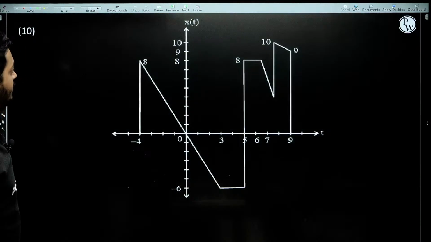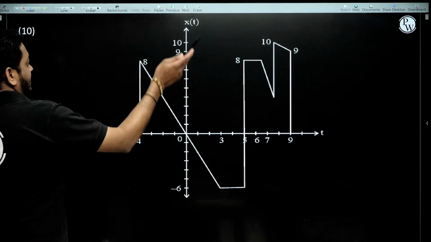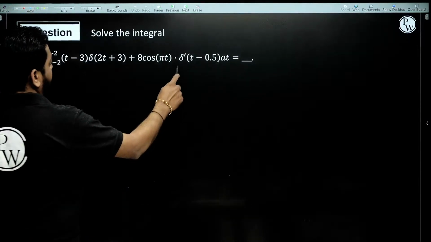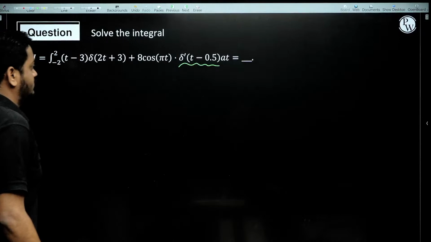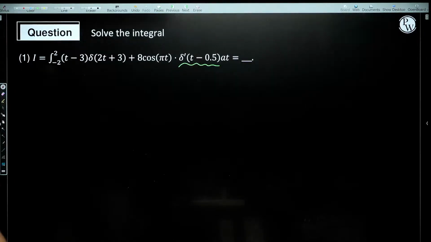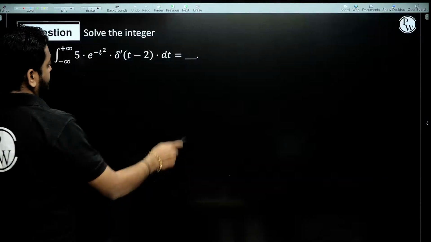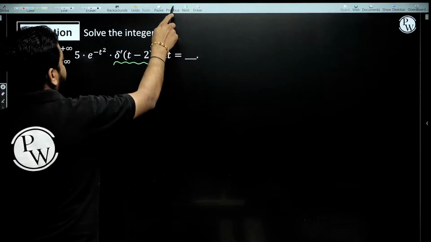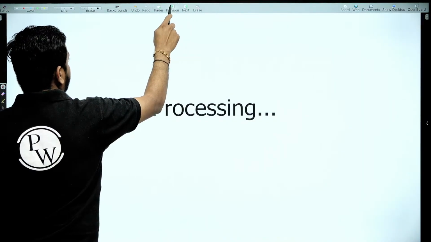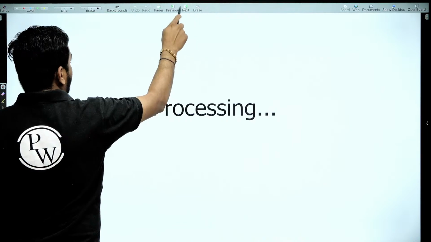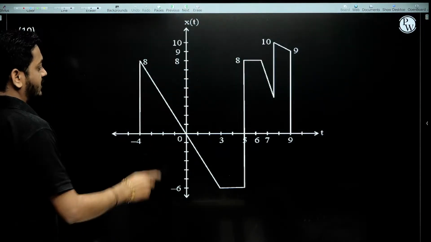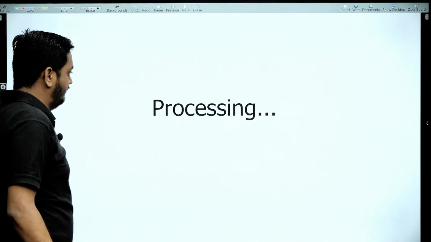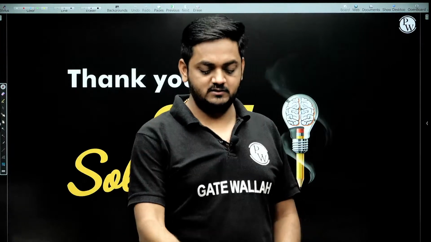This part we will continue in the next class, guys. In the next class we will first solve this question, then we will solve two questions based on the property of the doublet function, this question as well as this question. And then we will start the next topic, the operations on the signal, different operations. You can try this question in homework also, guys. I am finishing this lecture here.